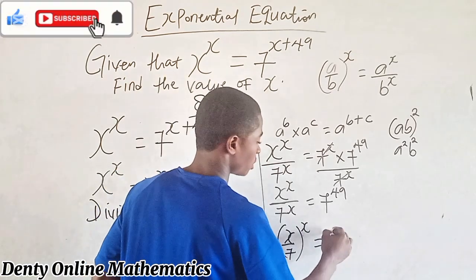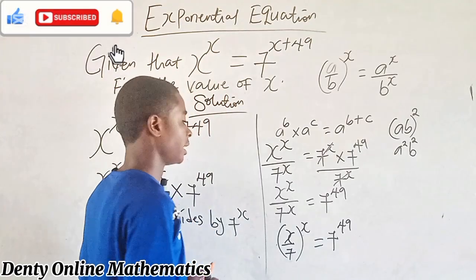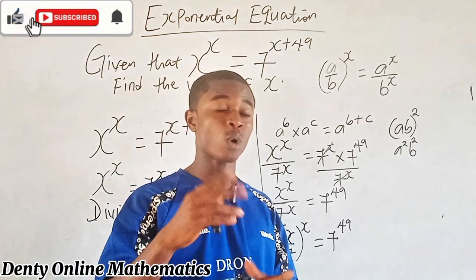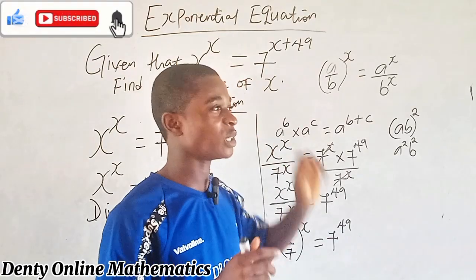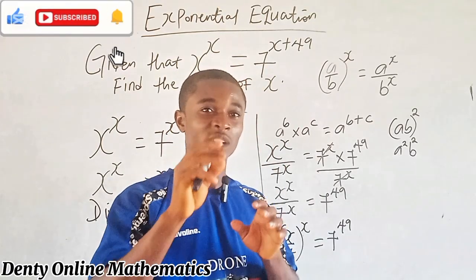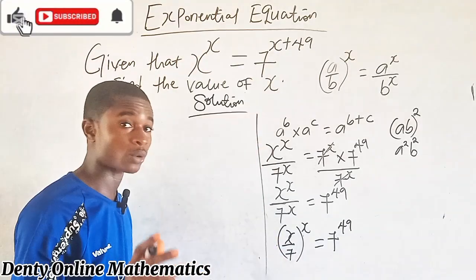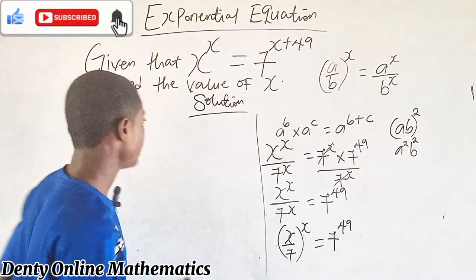All of this is equal to 7 raised to the power of 49. Now we still have more work to do. Just like I told you, if you can solve this question, you are a genius. I said that earlier. So all you have to do is stay tuned to this video. What you are going to do now is divide both exponents by 7.